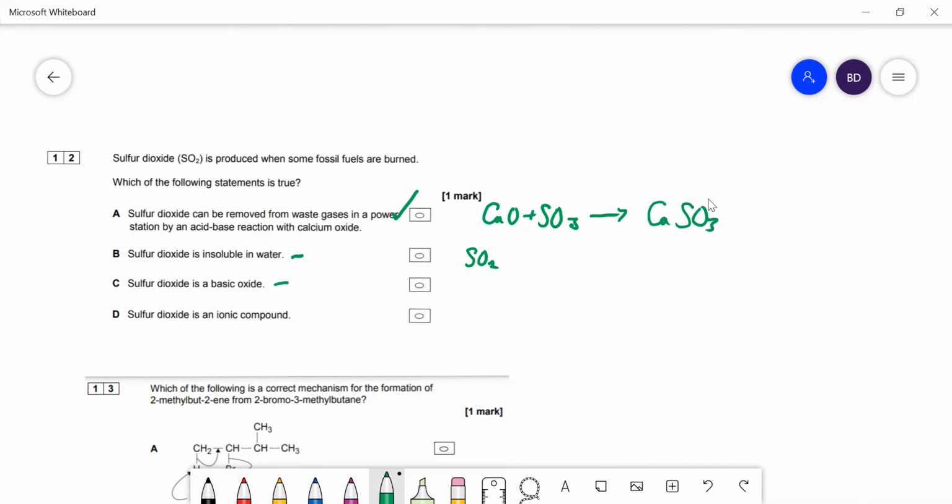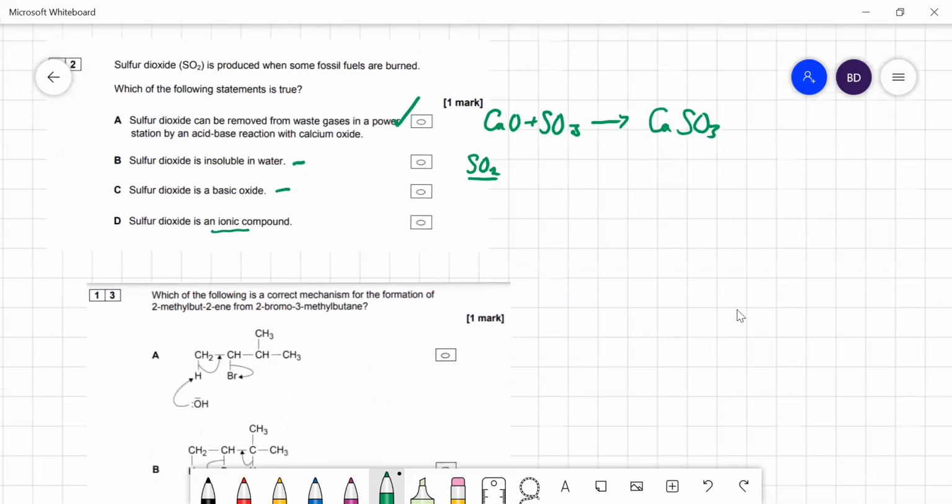Sulfur dioxide is a basic oxide. It's not. It's acidic. Most non-metal oxides are acidic, and we know that's acidic because it causes acid rain. And it is not an ionic compound because it's between 2 non-metals, so it's covalent. So A is definitely the right answer there.